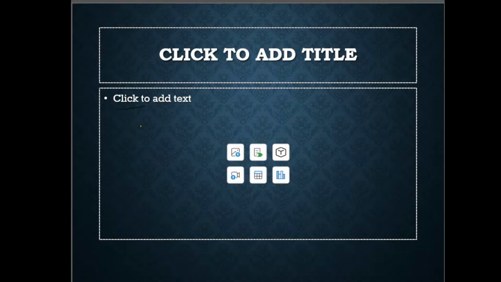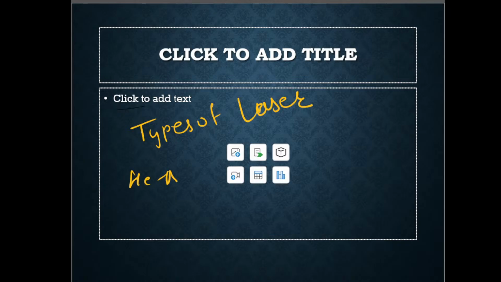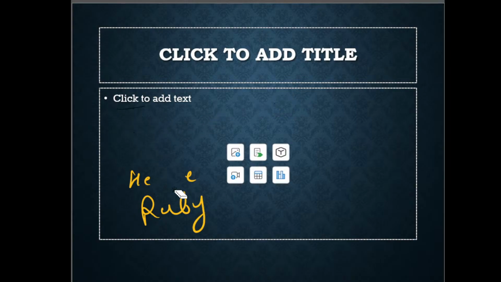Today we are going to start a very basic video that is about the types of laser, and in that we are studying the helium neon and ruby laser. Okay, so first, does anyone know what the types of laser are?